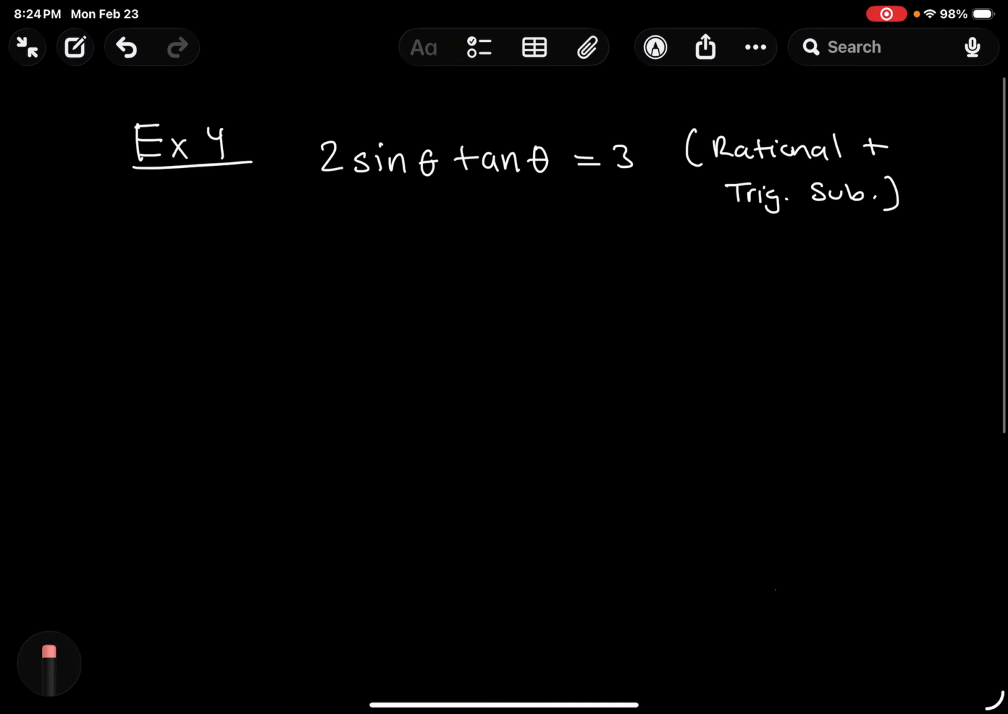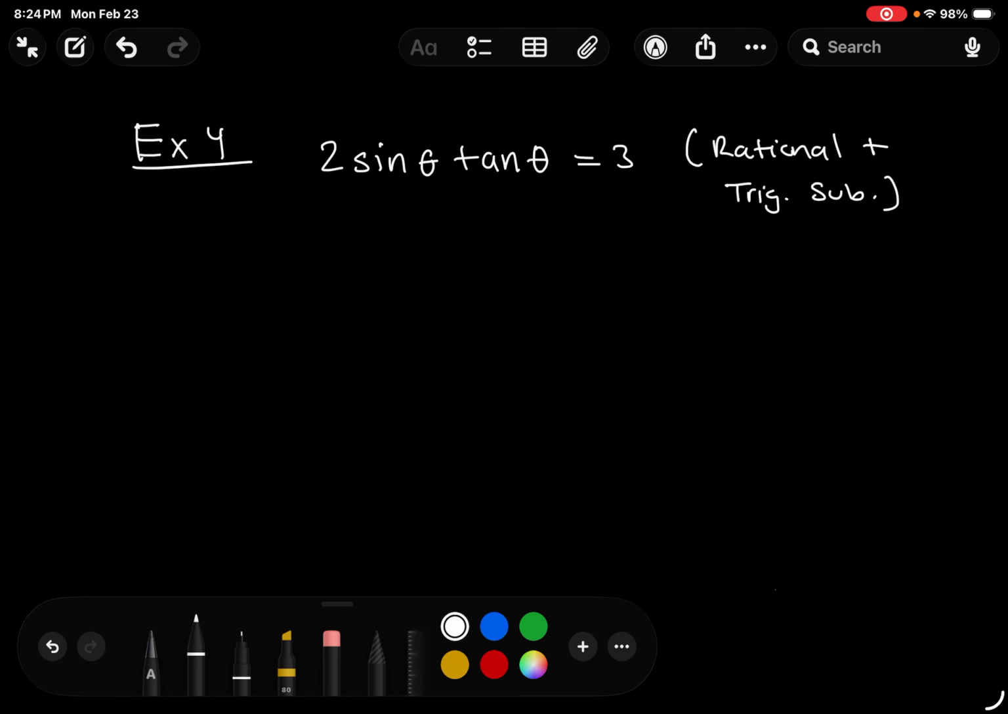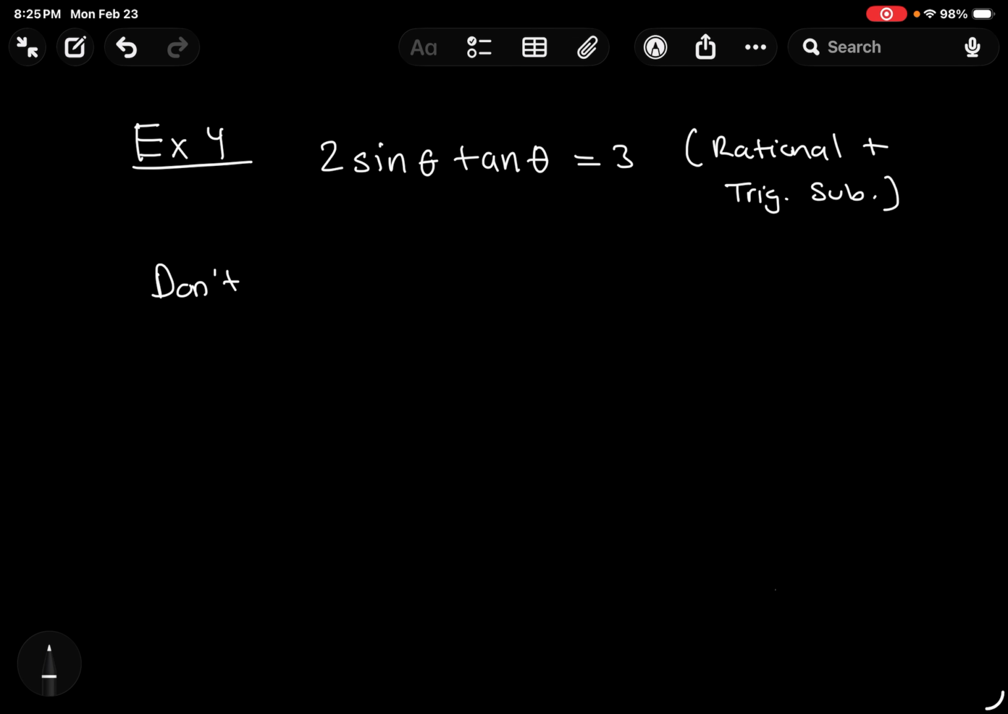Okay, let's continue on with example 4. The techniques you can see here are rational and trig substitution. Right off the bat, as you look at it, there are two different trig functions. Please don't do this, okay? Don't do this.